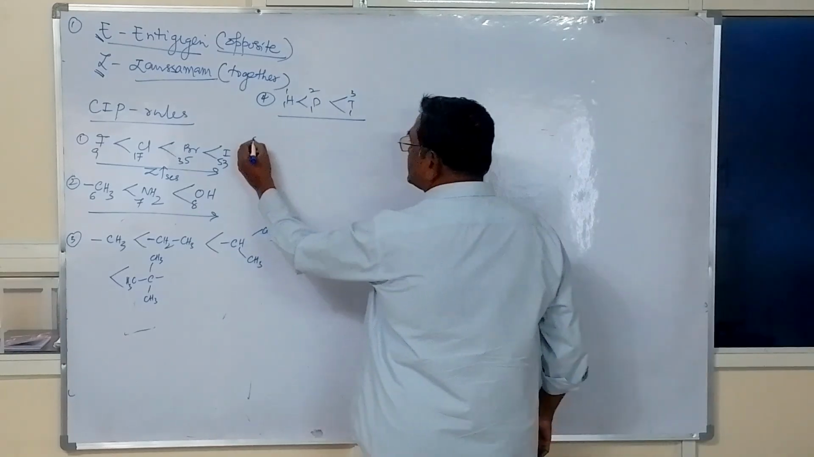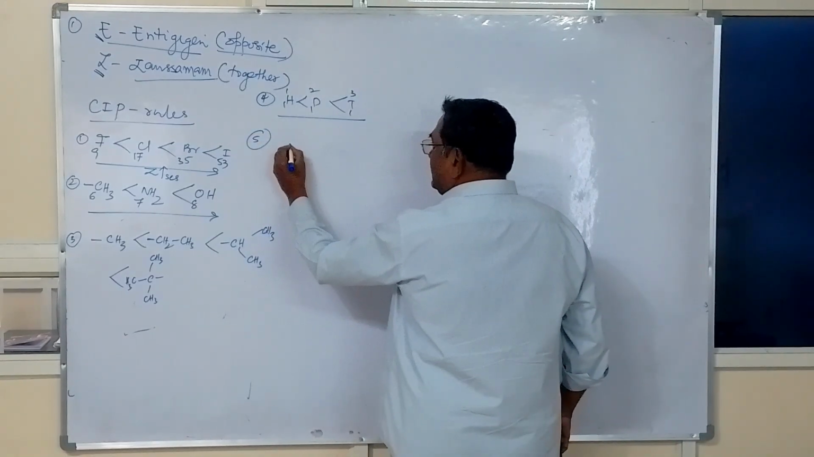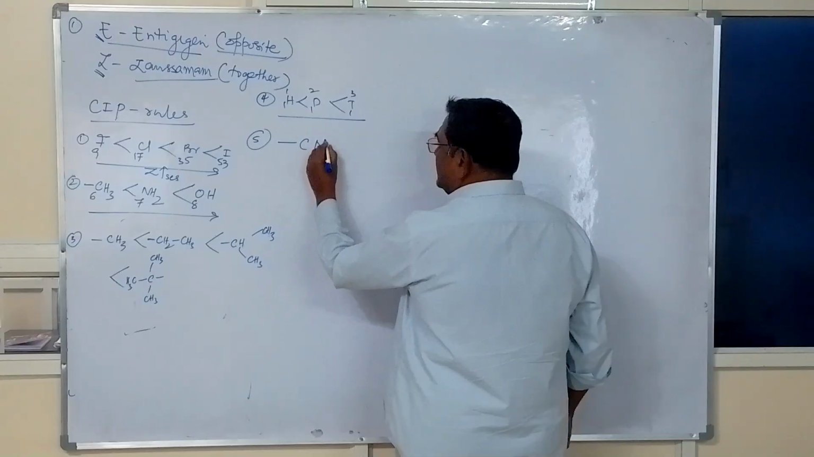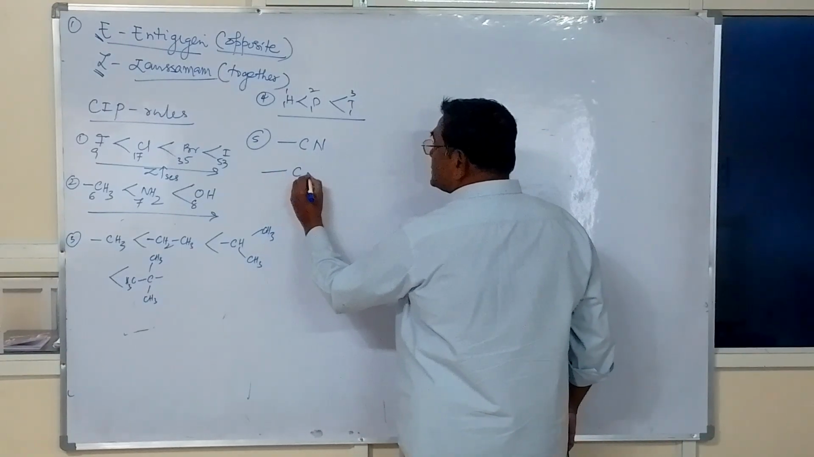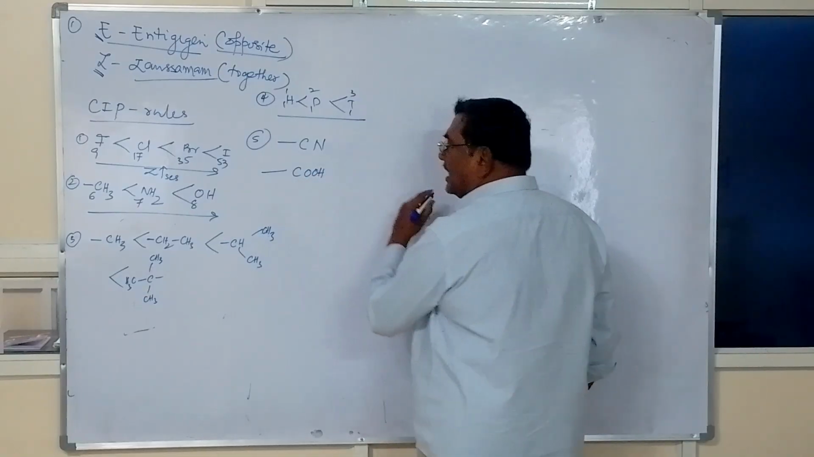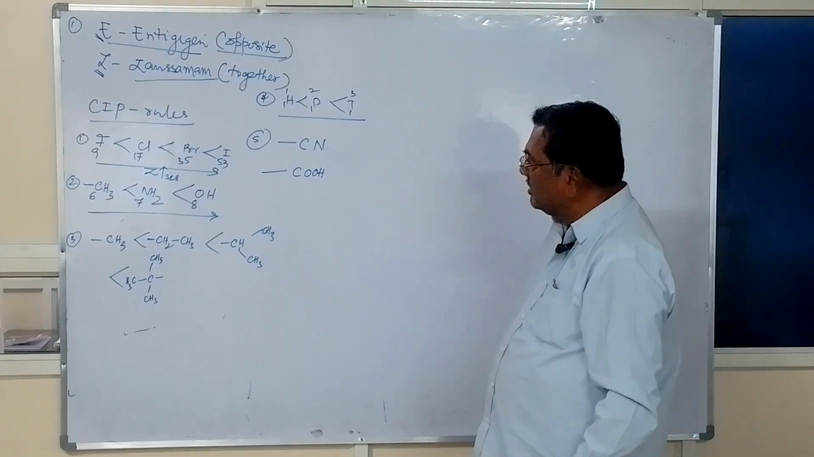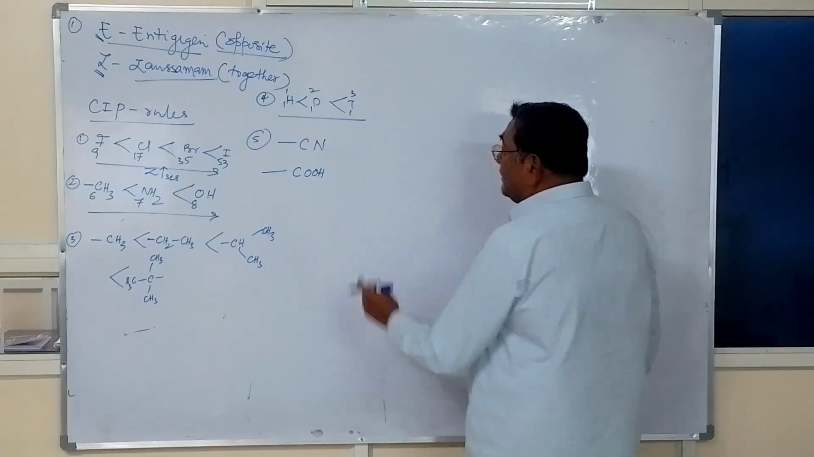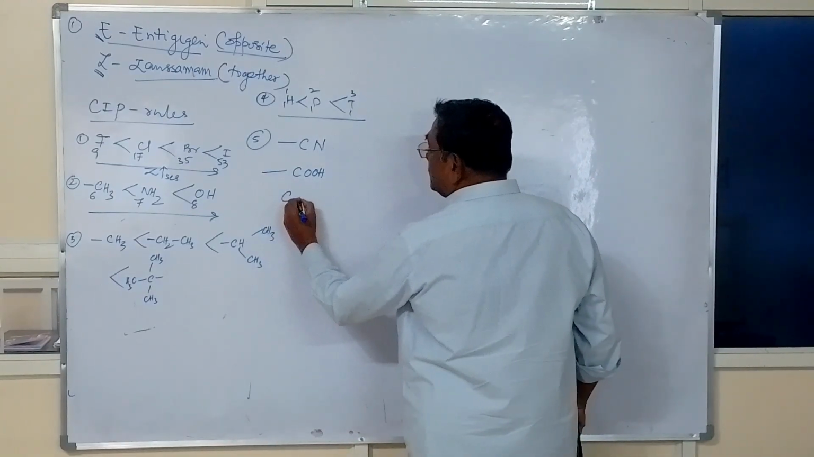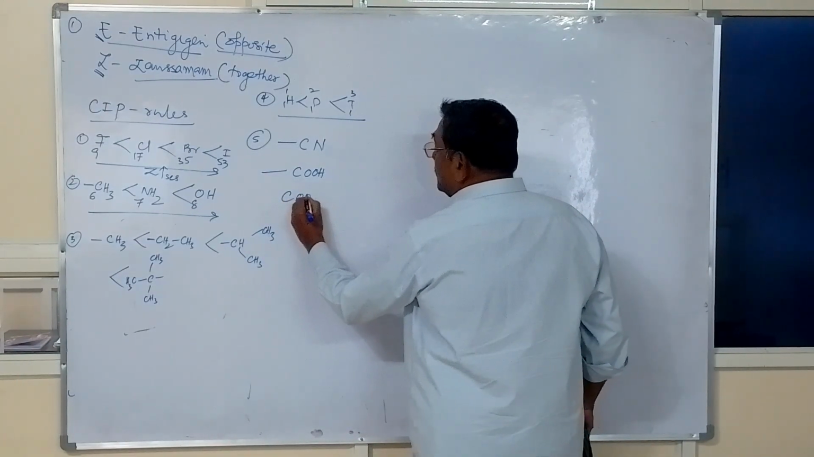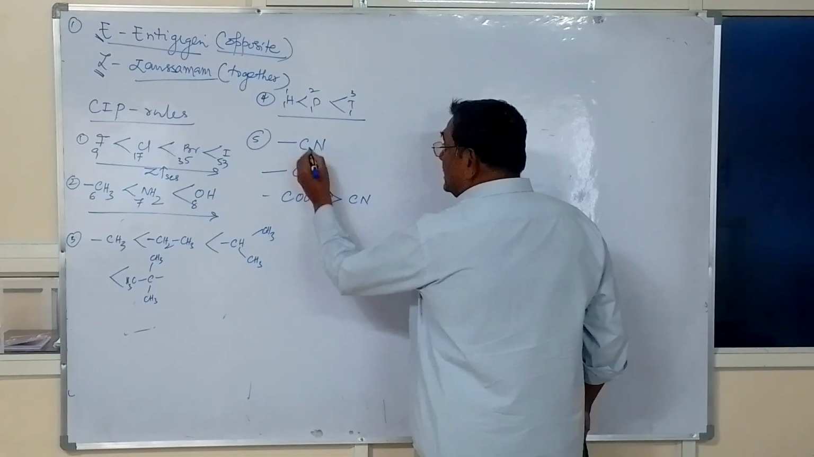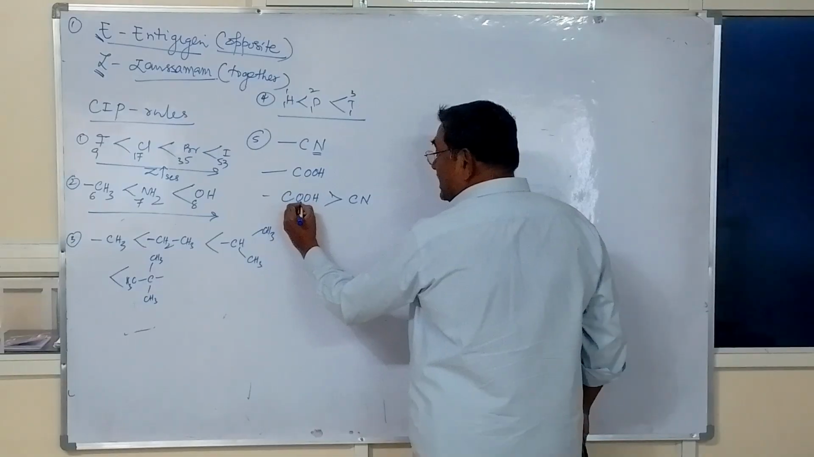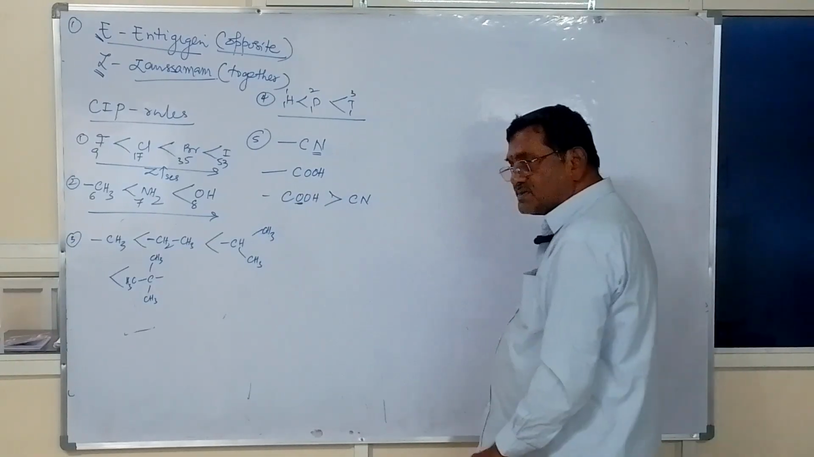In certain cases, for example, you are given cyanide, children. When you are given cyanide and you are given carboxylic acid, then the highest priority goes to COOH rather than CN. Why? Because here the second atom is nitrogen, here the second atom is going to be oxygen.